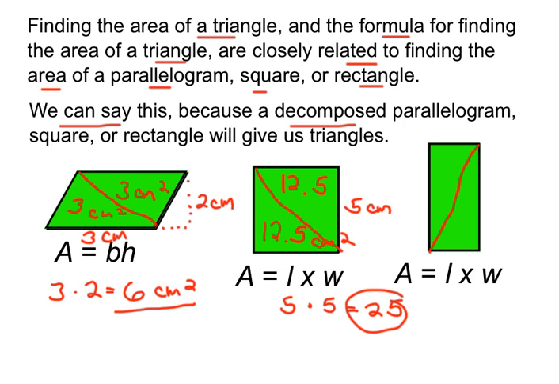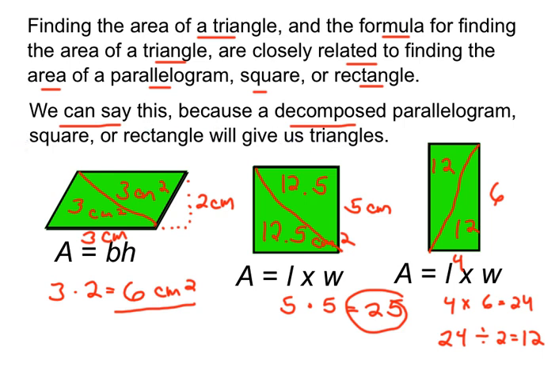If you can figure out the total area of a rectangle, such as this one, it would be 24. And if you only wanted half, you could divide it by 2, and you would know that the area for each half would be 12. Okay? And so that's how decomposed parallelograms, squares, or rectangles will give us the area of triangles.